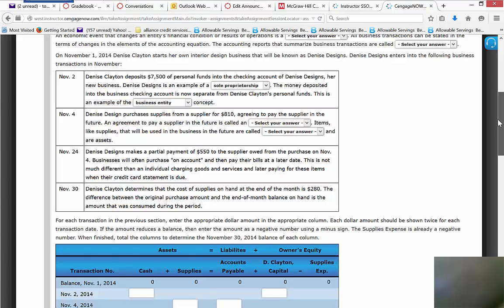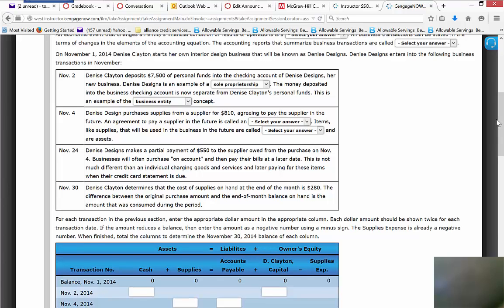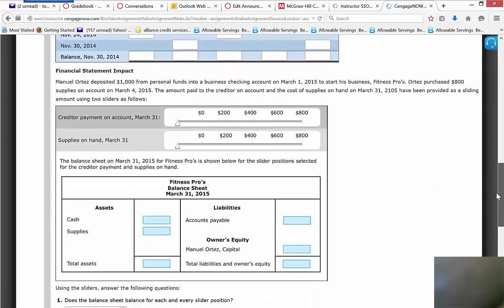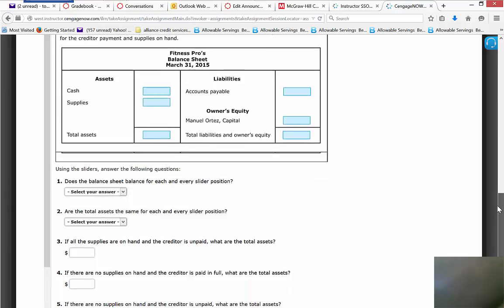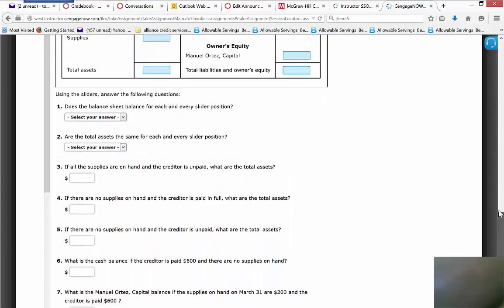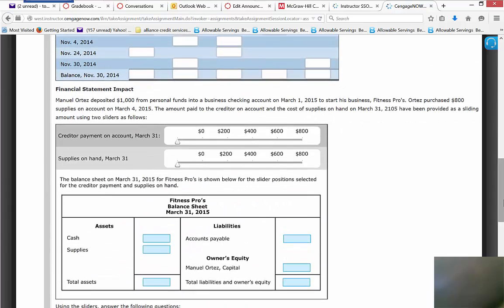And then here we have a little accounting problem, your first accounting system where you're entering data, and we'll take a look at that. And then down here, this is another type of interactive exercise, and I'll walk you through that. And these are the questions related to this interactive exercise.